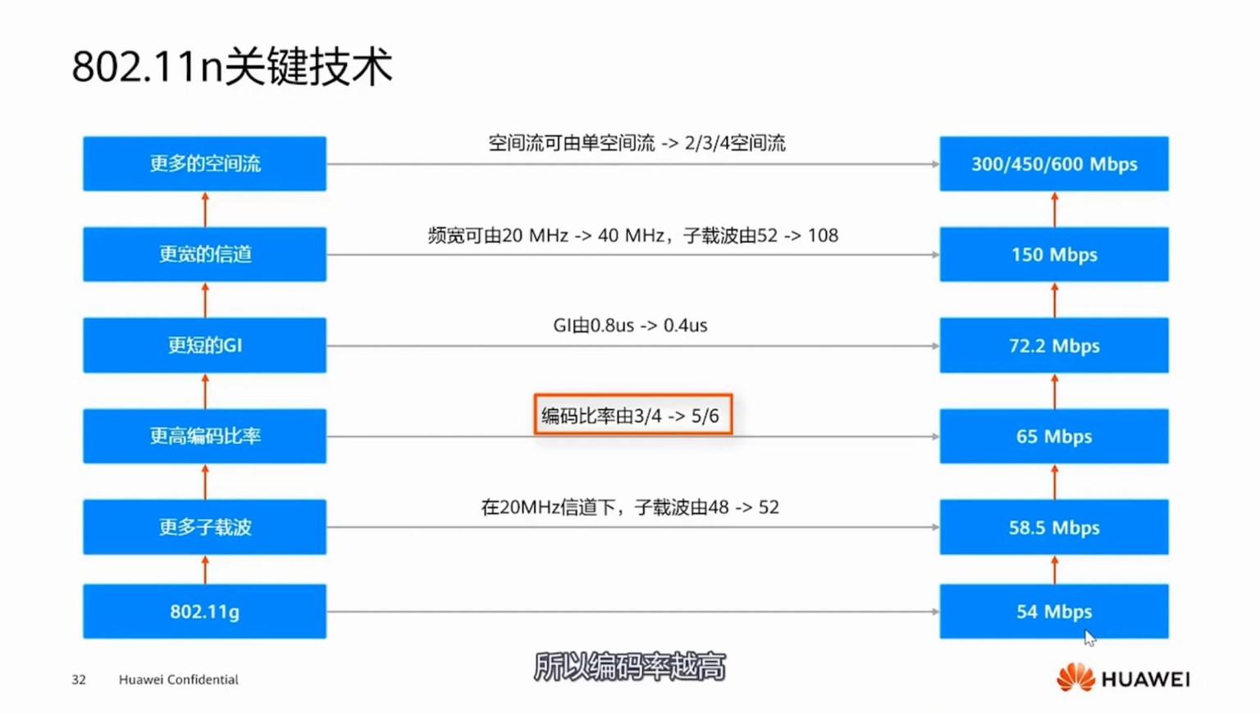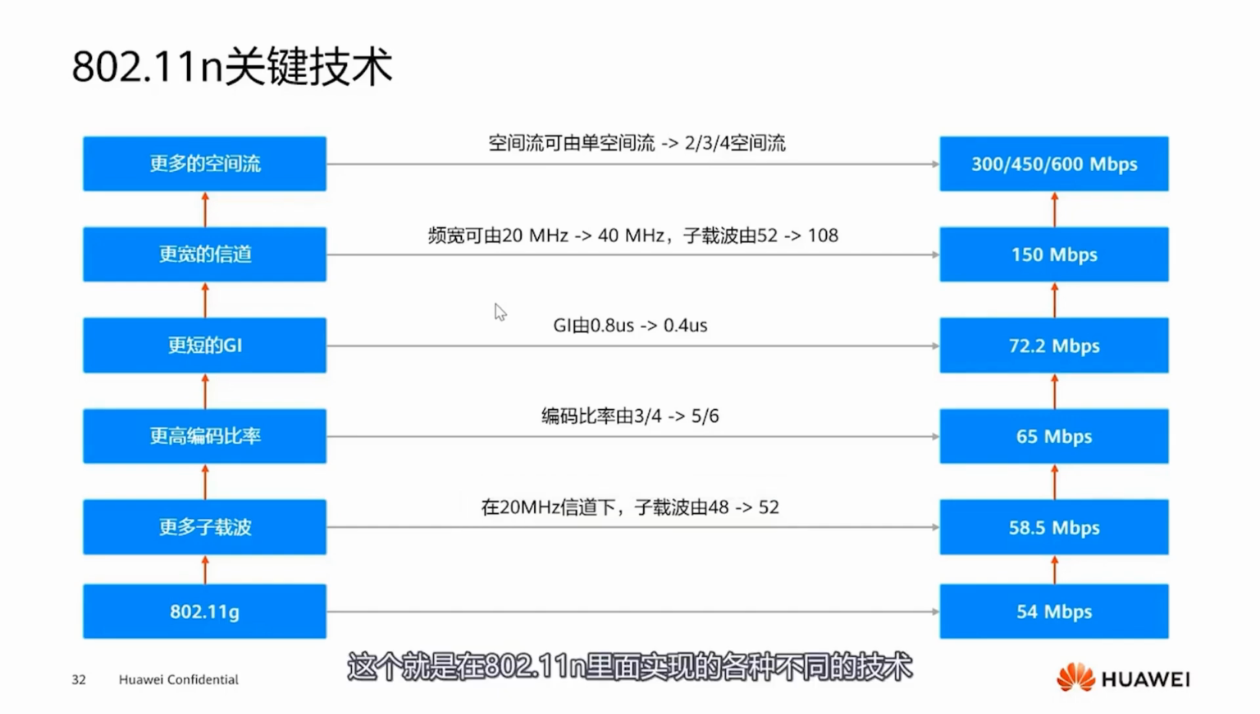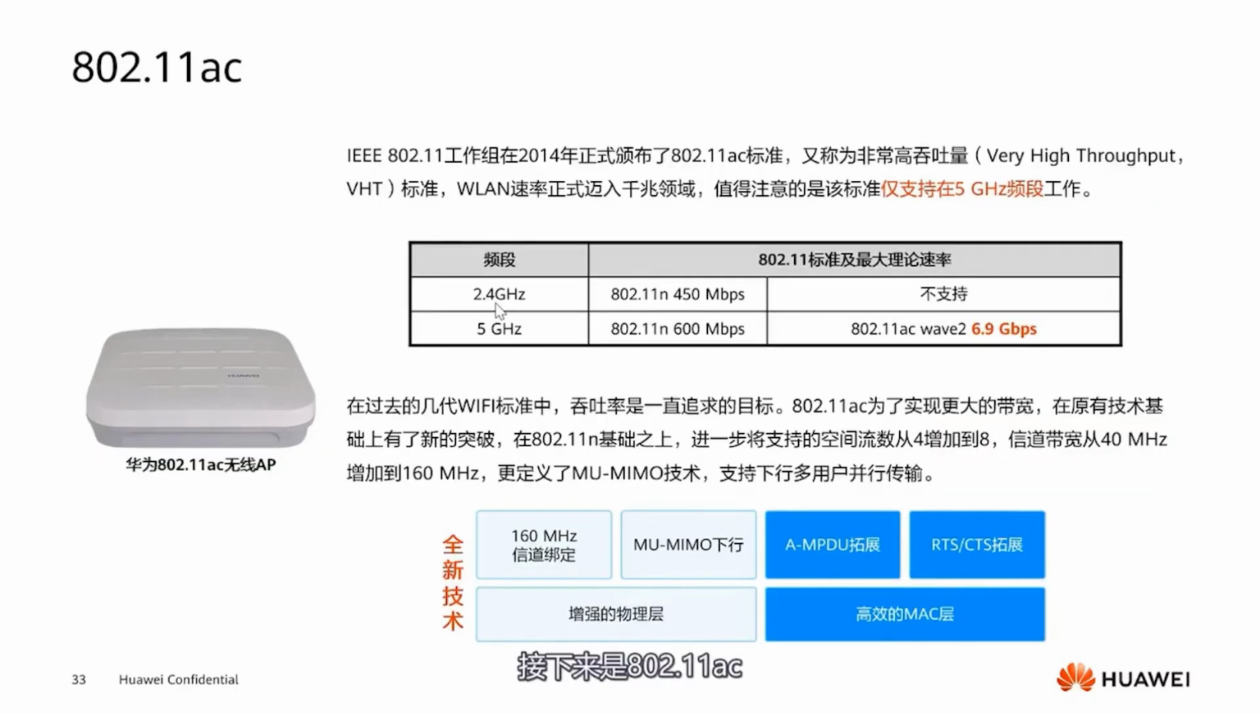However, these added messages can reduce transmission efficiency, so a higher coding rate is definitely better, improving from 3/4 to 5/6. More subcarriers. In a 20 MHz channel, the number of subcarriers has increased from 48 to 52, increasing bandwidth, a variety of different technologies realized within 802.11n. We will now discuss what parameters influence its theoretical speed. Next is 802.11ac, which has brought WLAN speeds into the gigabit realm, a very high throughput standard, but it only supports the 5 GHz band, not the 2.4 GHz band.